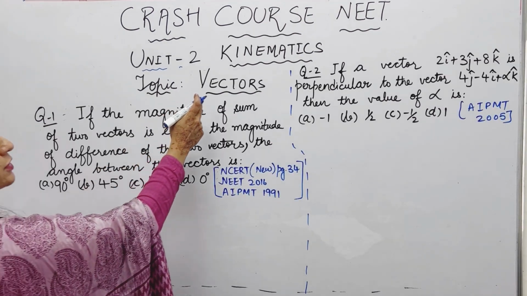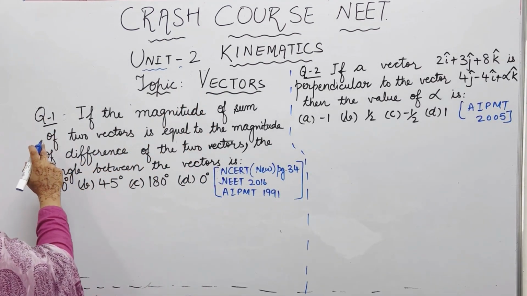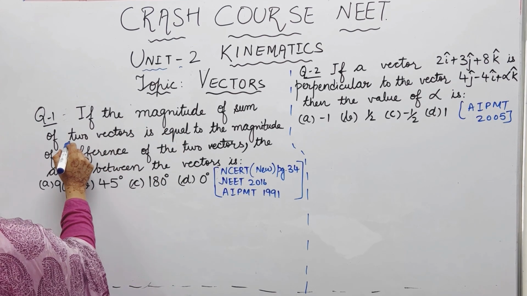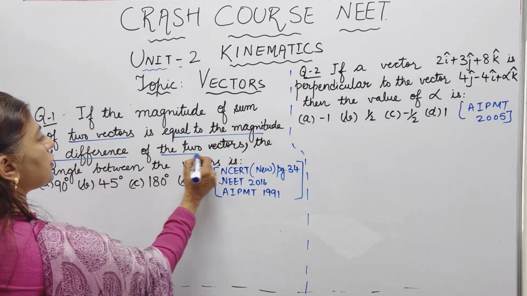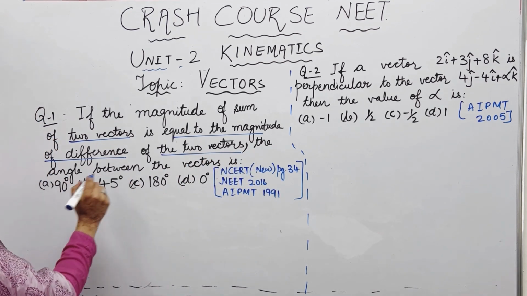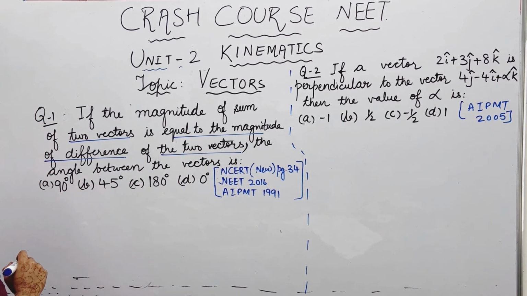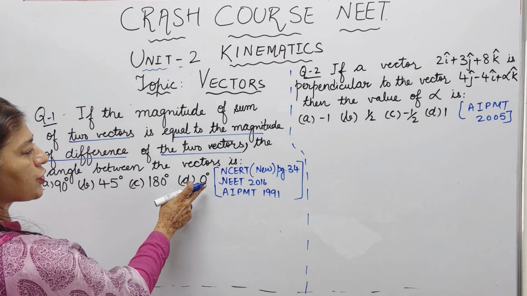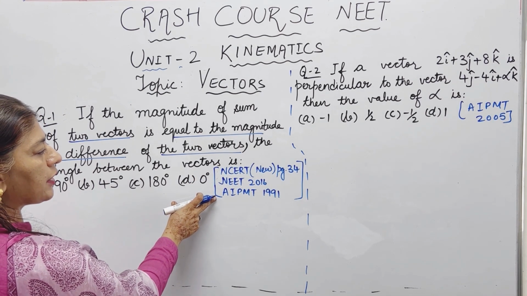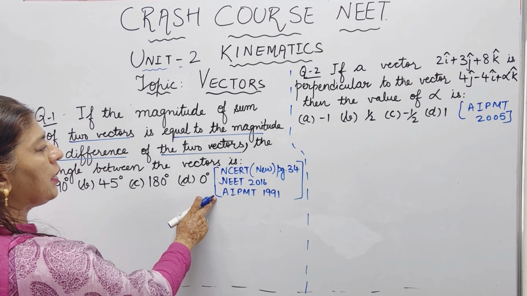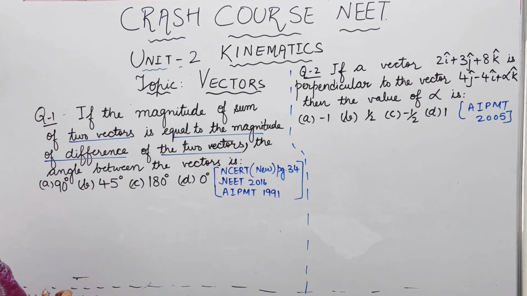The next topic is about the vectors. And in the first question, if the magnitude of sum of two vectors is equal to the magnitude of difference of these two vectors, the angle between them is, and four options are being given. This question has come in NEET 2016 and All India PMT 1991. This is on the page number 34 of NCERT new. So let us find out the answer for the first.